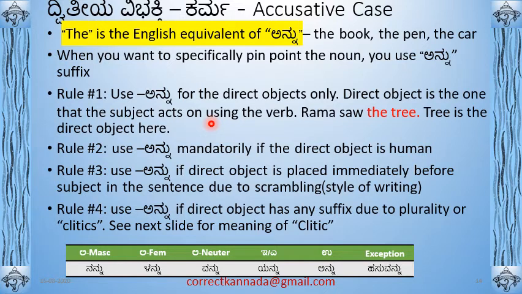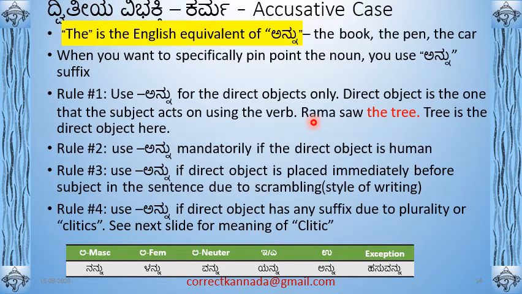Okay, so if you see in English, right, straight away you can put the book, the pen, the car, because you are trying to point to something, pinpoint something, then you use annu. Okay, pinpoint a noun. Okay, remember that. Okay, so these are the rules. Now, rule number 1: use annu for the direct object only. That is the direct object of a sentence.